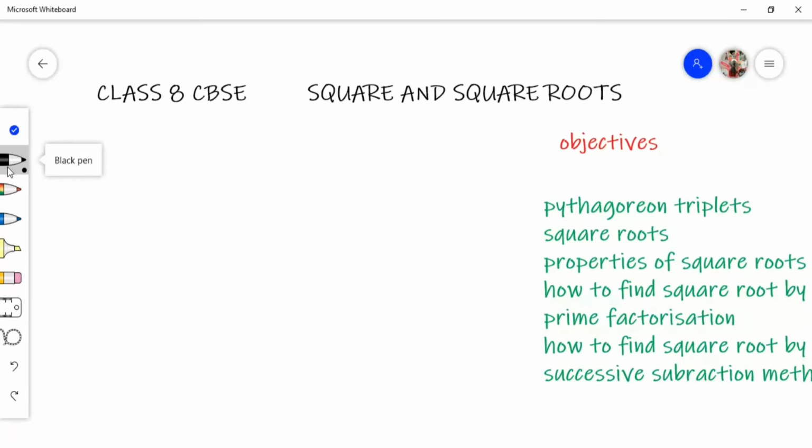Okay, so for example, you can say the square root. Yeah, one more thing that I want to say is the symbol for the square root is this.